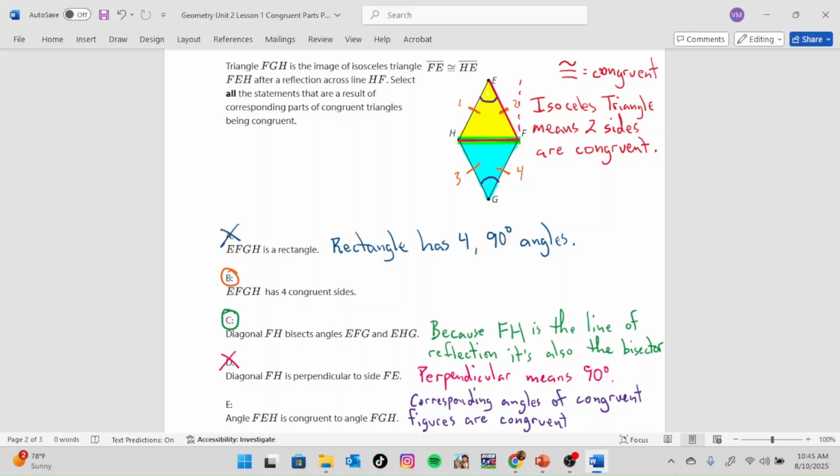And since the top triangle was reflected down to make the bottom triangle, these angles are corresponding. They are corresponding angles of congruent shapes. Therefore, the angles are also congruent. So E is correct.